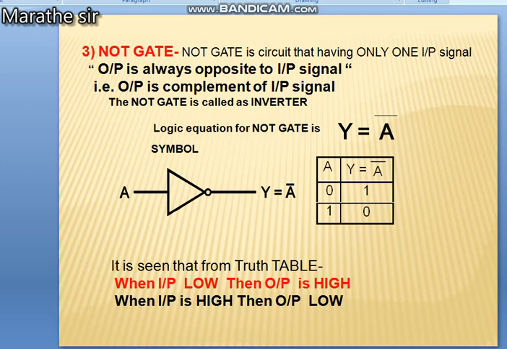It is seen from the truth table that when the input is low, then output is high. When input is high, then output is low. Basically the NOT gate is used for the one's complement process. In that, 1 is replaced by 0 and 0 is replaced by 1. So these are the three basic gates: AND gate, OR gate and NOT gate. They are also called the fundamental gates.